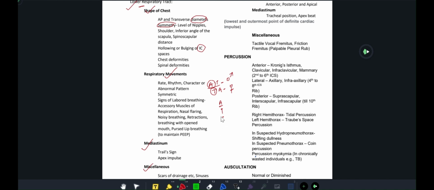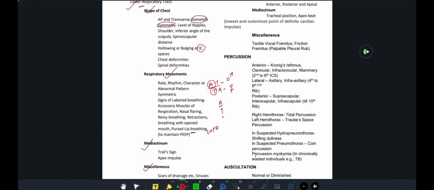So that is why only thoracic is predominating. Those movements have to be mentioned, and if that is abnormal. Otherwise, a combination is normal. Okay. Then we talk about the symmetry of movement, and any signs of labored breathing which we look for, like accessory muscles of respiration, the alae nasi, if they are functioning, you should mention nasal flaring, noisy breathing, retractions, breathing with open mouth or with pursed lips, which we talked about in COPD, right? So all of that has to be mentioned.